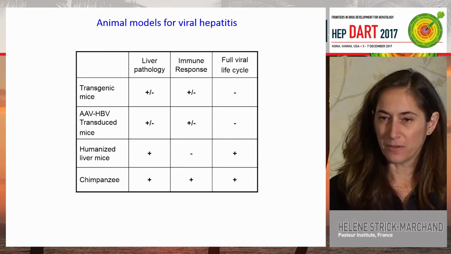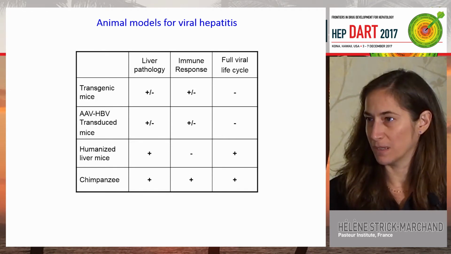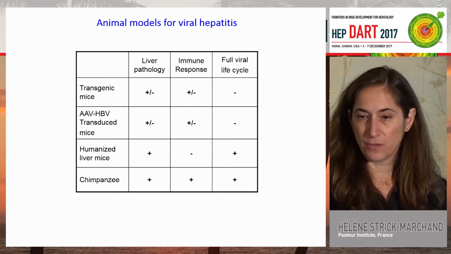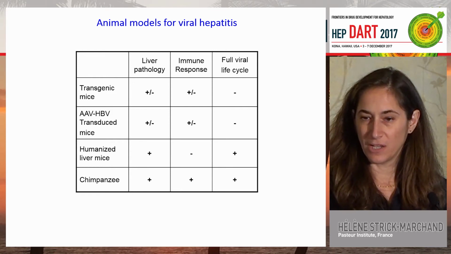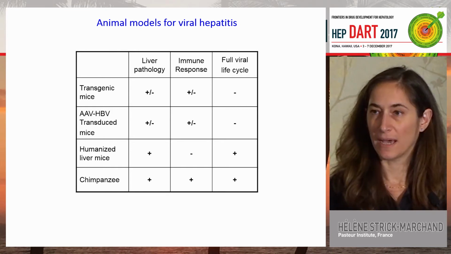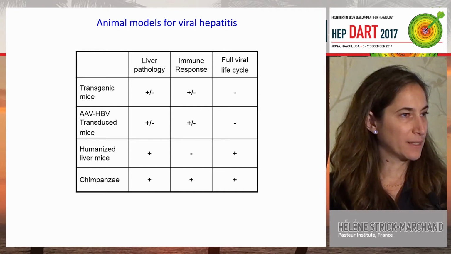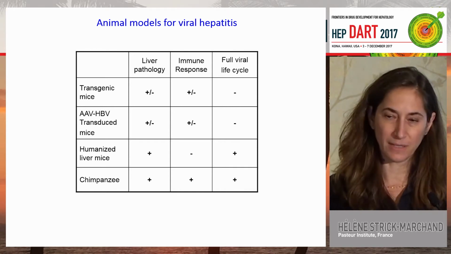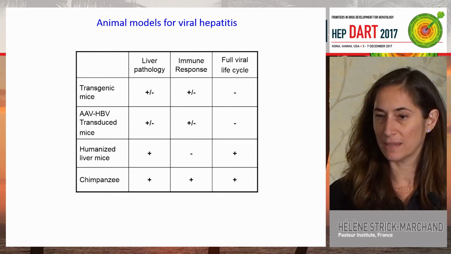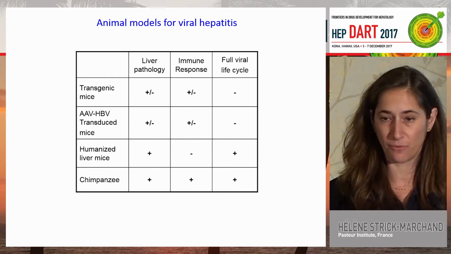The animal models that have been described in the literature have been essential to establish the drugs that are being used in the clinics today. These include transgenic animals as well as AAV-HBV transduced mice. These animals are very important to look at viral replication, but you cannot really look at an immune response, or definitely not a human immune response, since these are mouse-derived immune responses, and it's not a complete viral life cycle that you're looking at. You don't have the cccDNA form.